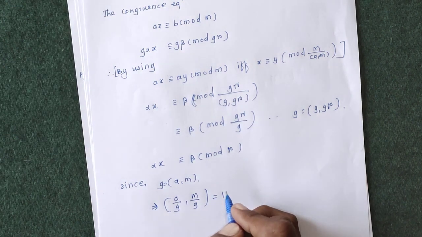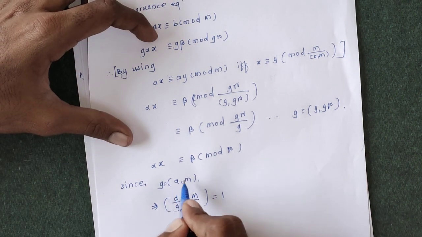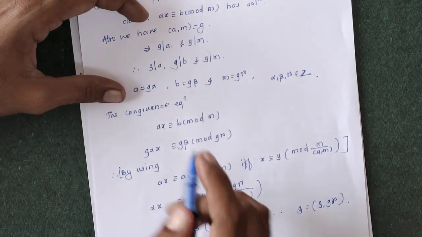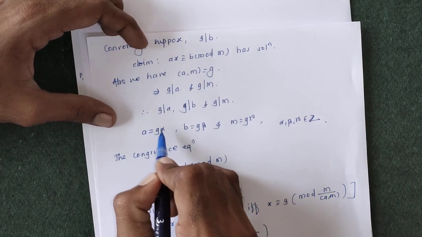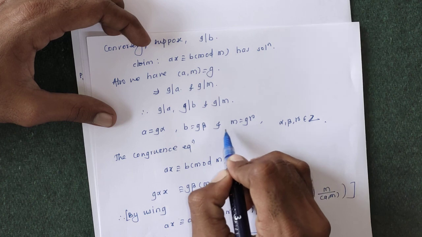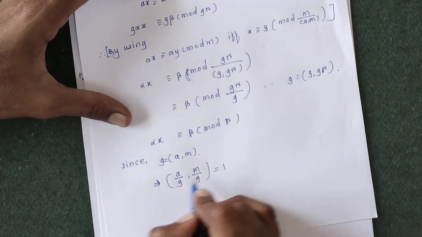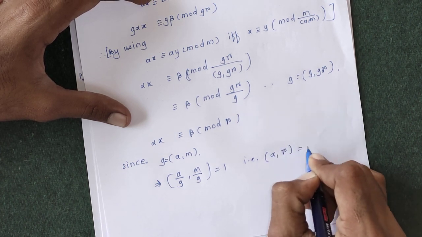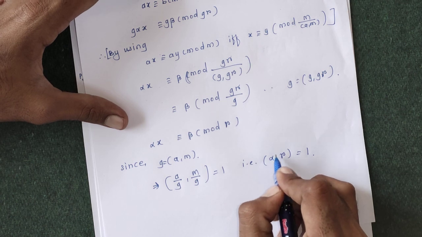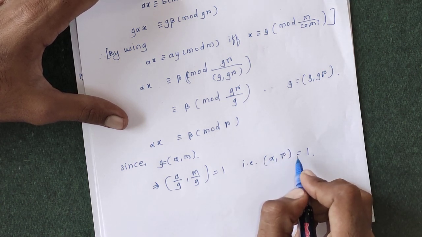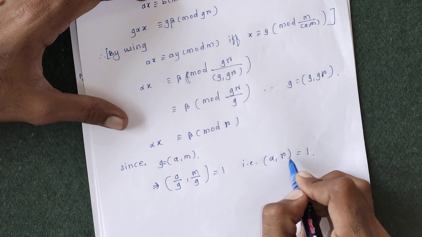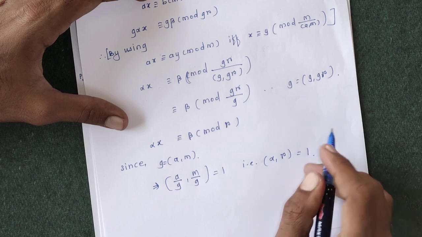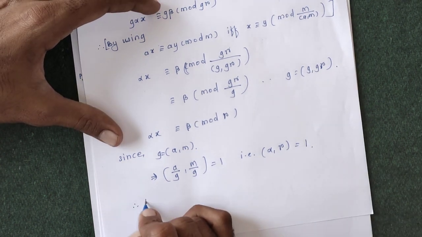This theorem we have seen earlier. GCD of A by G and M by G is 1, and we know that if we divide A by G we will get alpha, and if we divide M by G we will get gamma. So this is nothing but the GCD of alpha and gamma, which is equal to 1. Now we get GCD of alpha and gamma is equal to 1, and we are going to use the result: GCD of A and M is equal to 1 if and only if AX is congruent to B mod M has a solution.